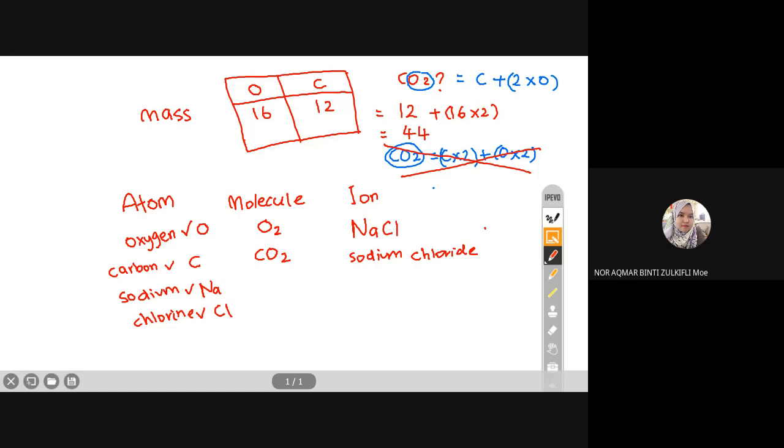So this is the easiest one. I give you CO2. Later you will see a lot of more complex formulas. Alright, I give you another example so that you can understand more.